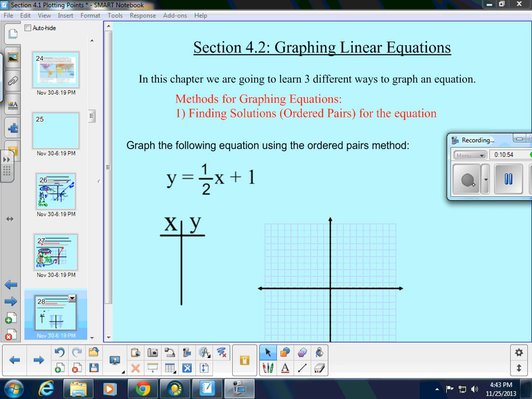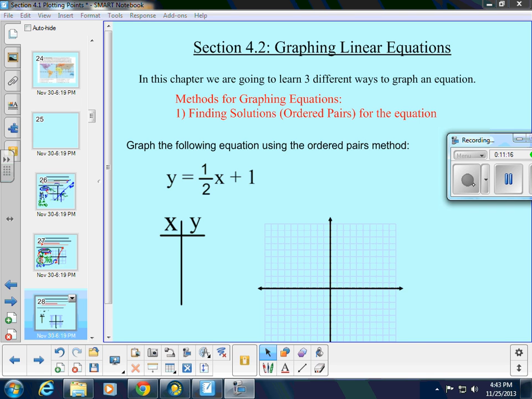Just going to show you one more little trick here when you're using this particular method. So for an equation like this, like y equals 1/2 x plus 1, sometimes we will see fractions in our equations, and we'll have to graph them. Now again, in the future, we're going to learn a method that makes it very nice for when we have fractions in our problem. There's a very nice, very smooth way to graph these.